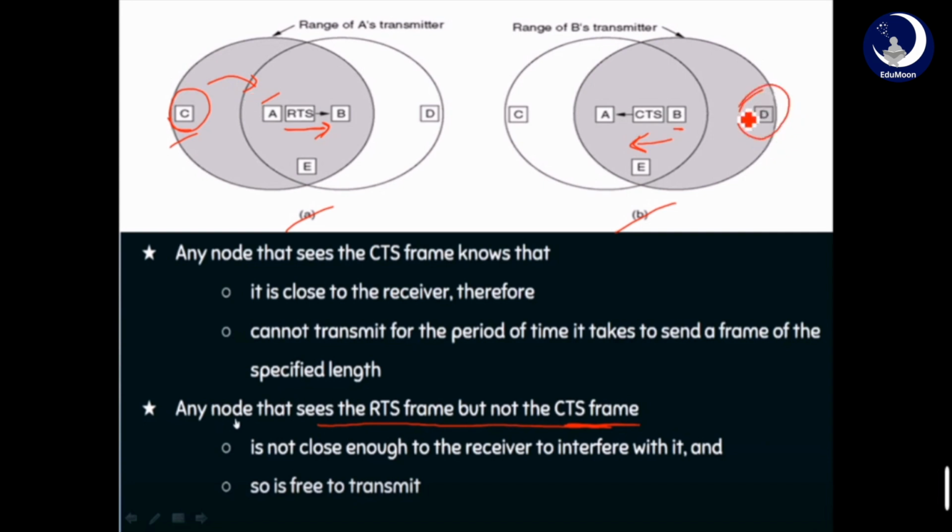The same case applies to D. D senses the CTS signal but does not sense the RTS signal as it is close to the receiver. So it cannot transmit data for a particular amount of time, and then after that time it transmits the data. Whereas here E senses both the RTS and the CTS. E silently waits for a particular amount of time until the transmission is completed, and then it sends the data. I hope everyone understood the concepts.